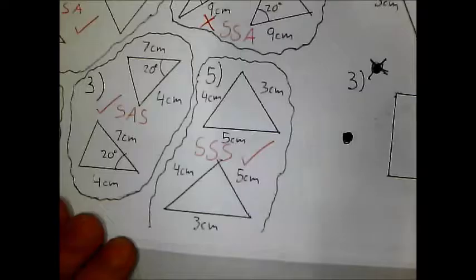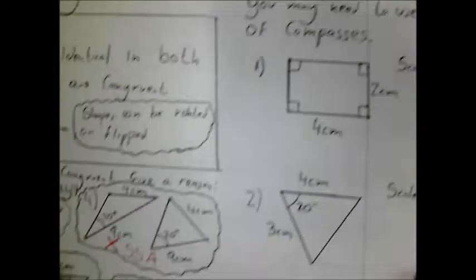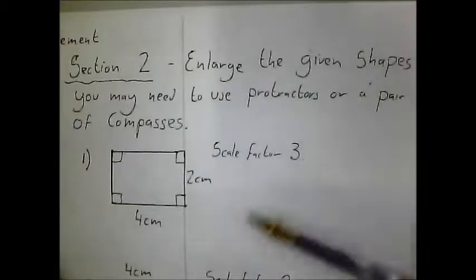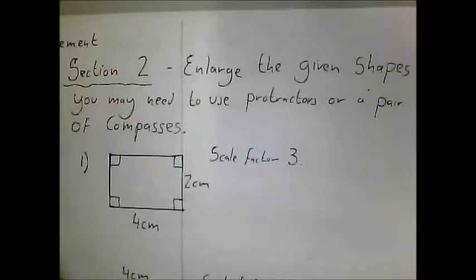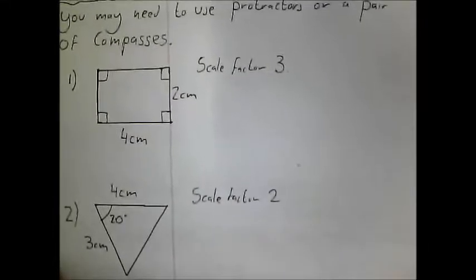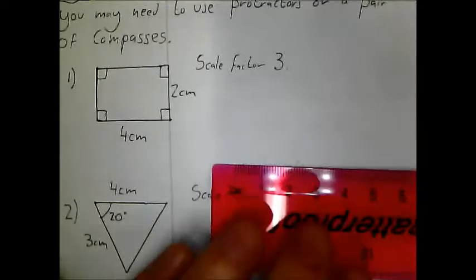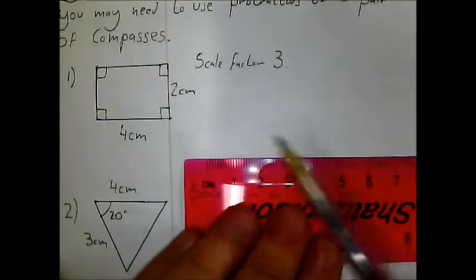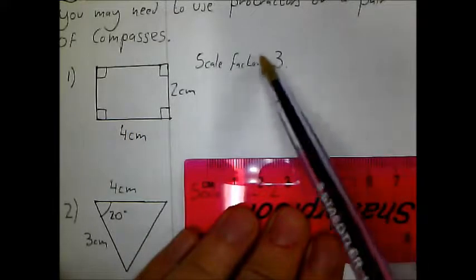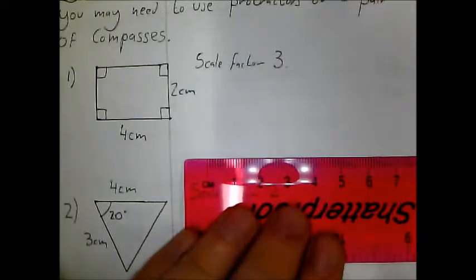Okay, for section 2, we're enlarging the given shapes carefully and using constructions, using the scale factor given. Now for the first one, there is no centre of enlargement, so I'm going to start off by drawing my 12 centimeter line because I want to enlarge 4 by the scale factor 3, and 4 times 3 is 12. So I'm going to start off with a 12 centimeter line.